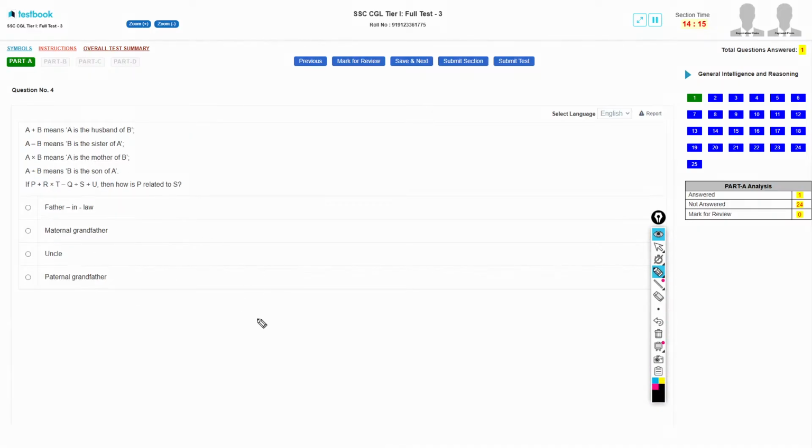Okay, P related to S, P to SP. Plus P is husband of R, X means mother of P, minus means sister of Q, divide means son. Okay, there's a reverse relation. Plus means forward, into means forward, minus means the next person is sister, Q is sister, right? Divide means the next person is son. How is P related? P is maternal grandfather.